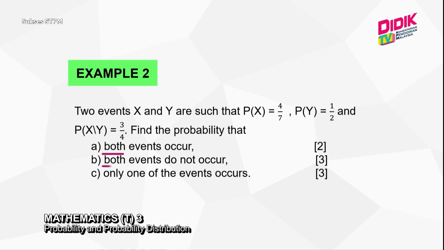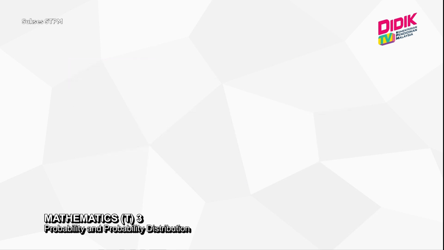Then next one, if you notice B, they ask you to find both do not occur. That means if you don't know the formula, you cannot answer this question. Then next one, only one of the events occurs. So to answer these three parts of the question, you need to convert the probability statement into set notation. Okay, so let us see.